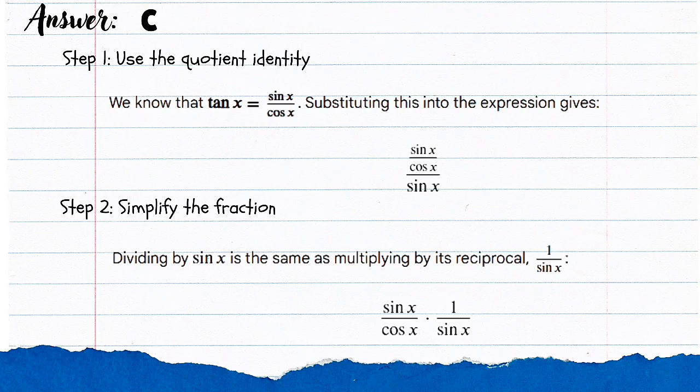Step 1. Use the quotient identity. We know that tangent x is equivalent to sine x over cosine x. And if we substitute this into the expression, it gives us sine x over cosine x over sine x. Step 2 is to simplify the fraction. Dividing by sine x is the same as multiplying by its reciprocal 1 over sine x. Therefore, sine x over cosine x is multiplied by 1 over sine x.